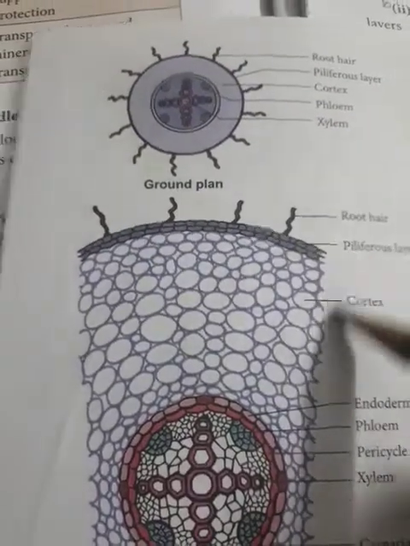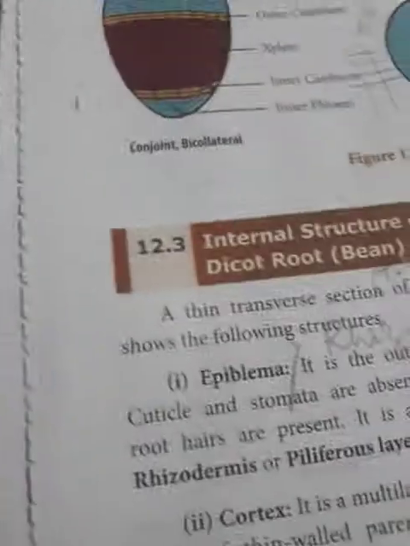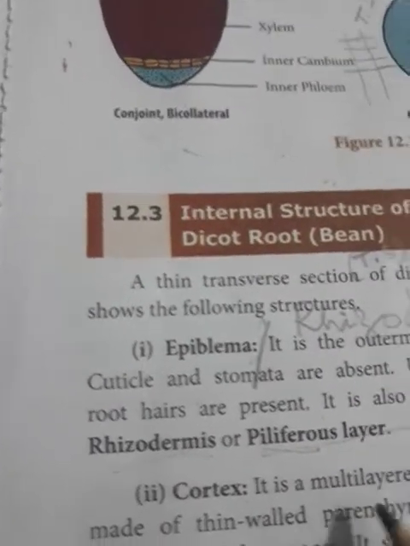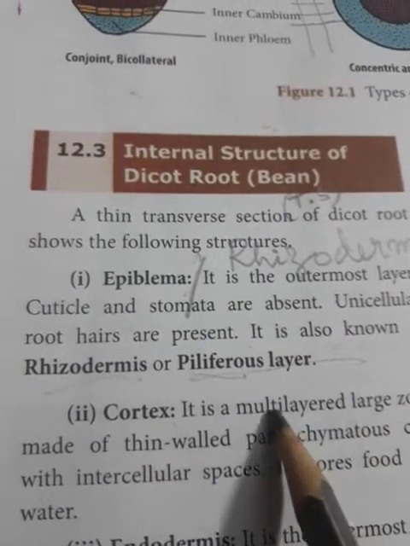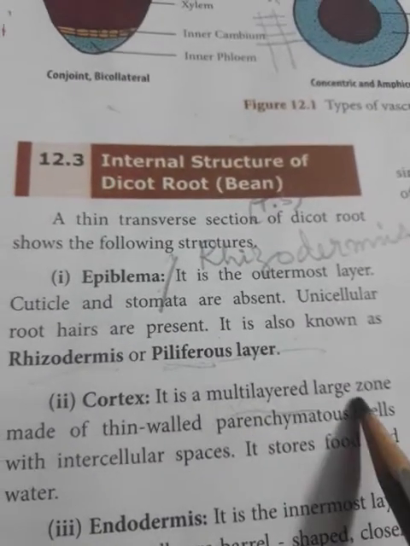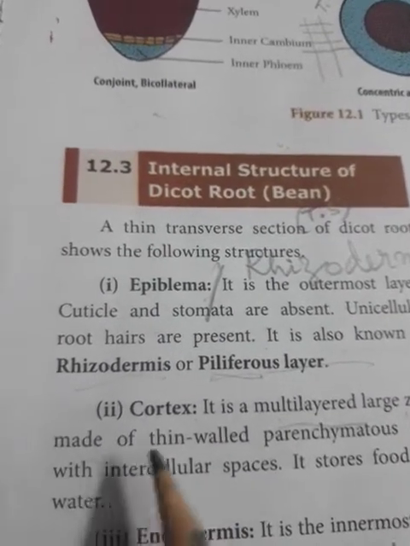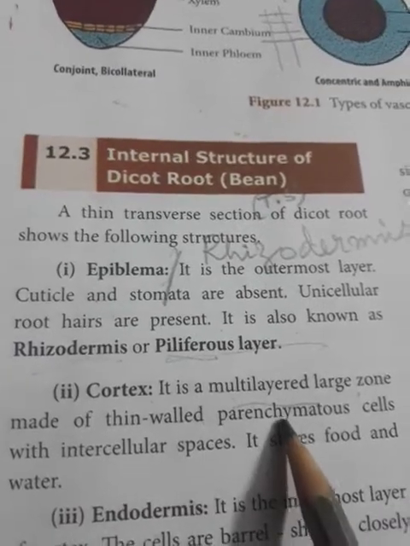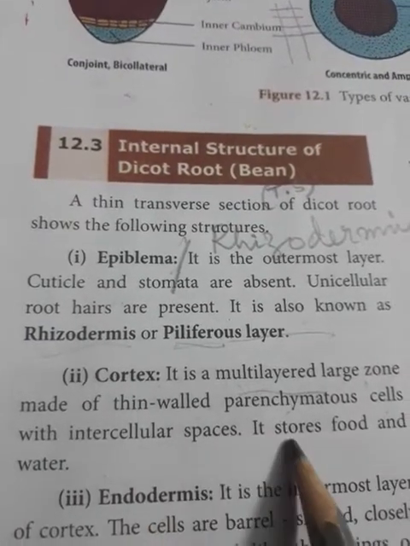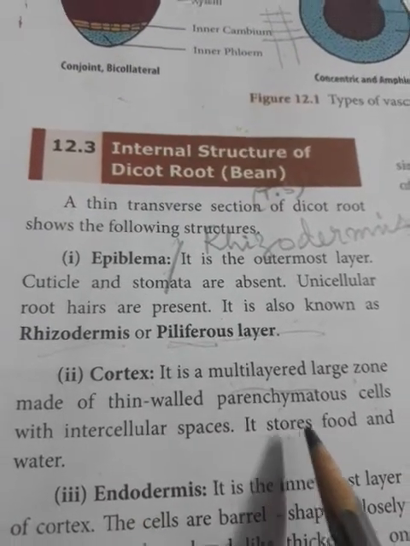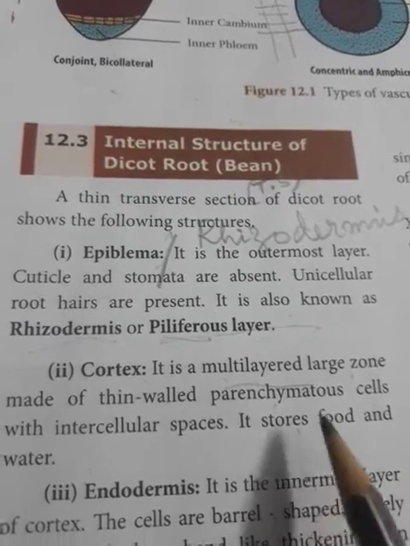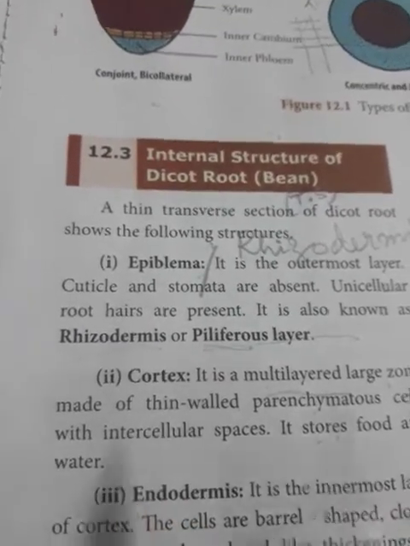Now the next part is called the cortex. Just below the epidermis or epiblema, the cortex is present. It is multi-layered, so many layers. It is a large zone made up of thin-walled parenchymatous cells with intercellular spaces. The same thing will be said in the monocot root also. It stores food and water.